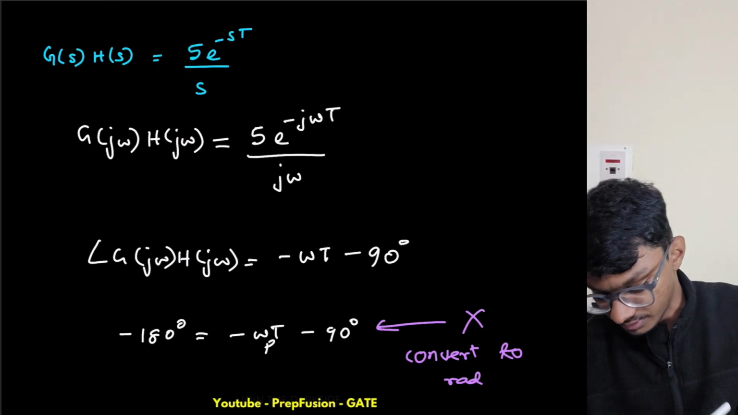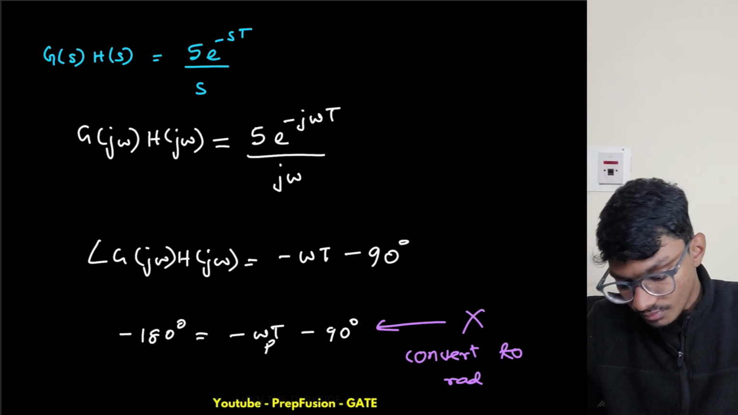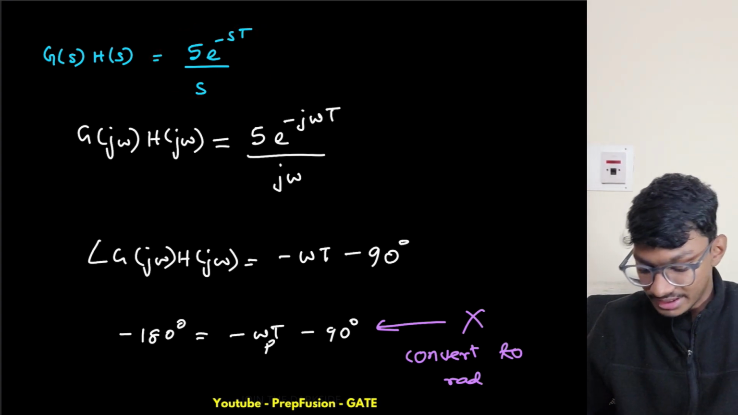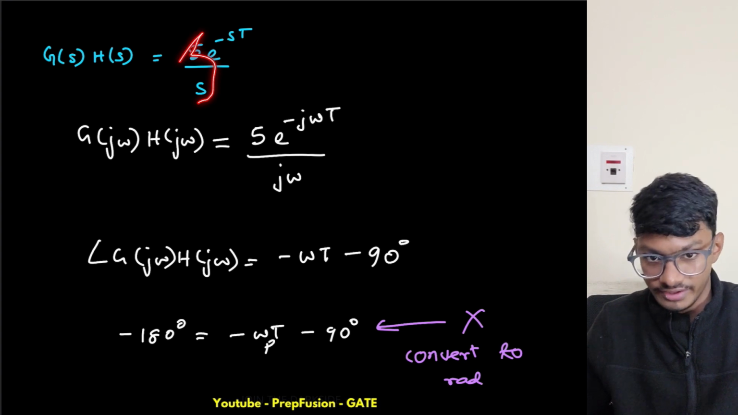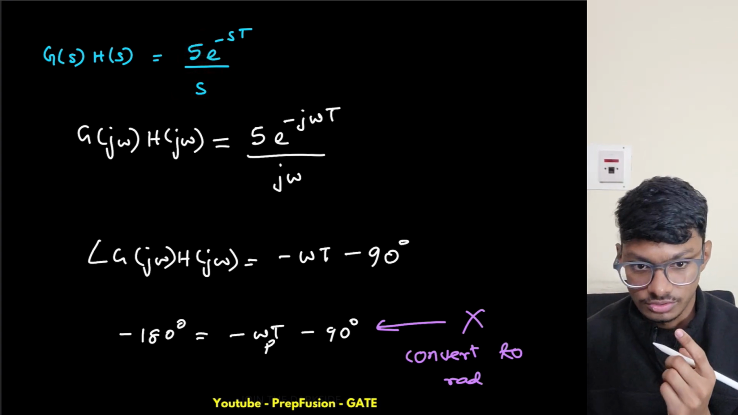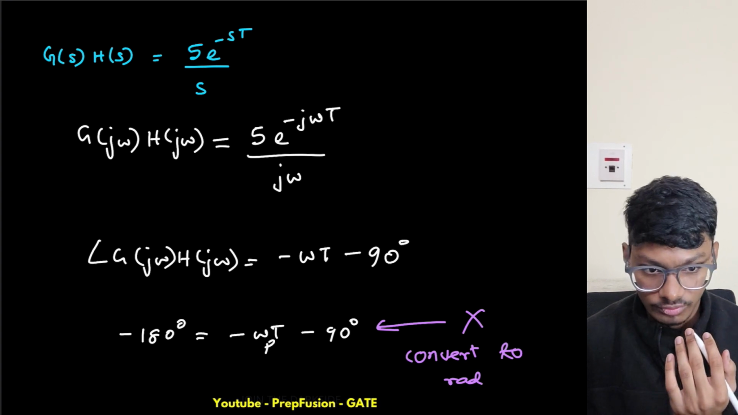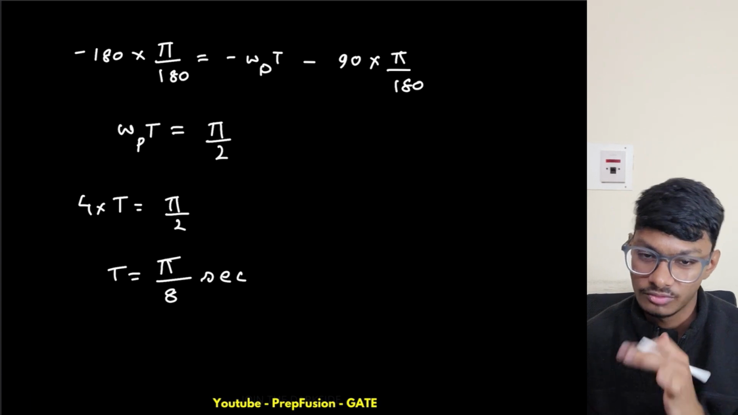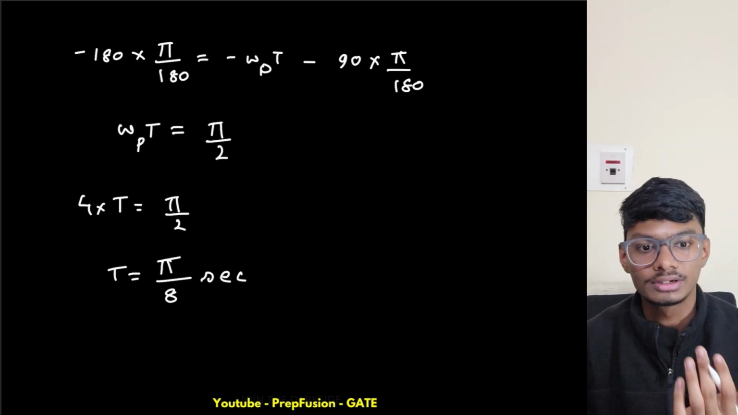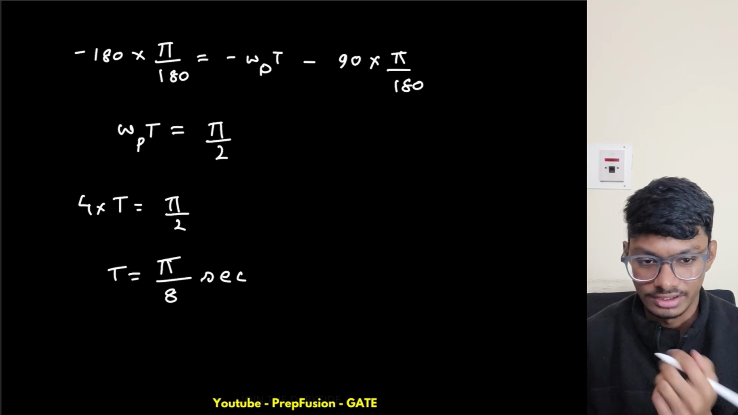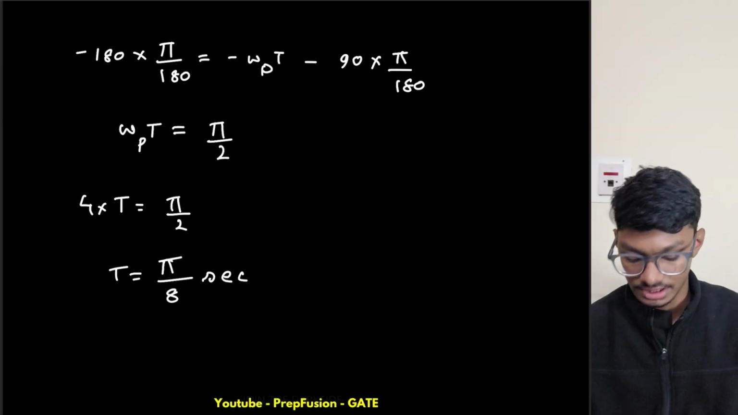So if you have 5 over s, and if you have 5 over s times e raised to minus st, but the problem here is that this is not a stable system. We can't comment on this because we have a pole at s equals to 0, so it will be difficult, right? So I will take one example, and you also take one example where it is a stable system. Basically you take something like 1 by s into s plus 1 into s plus 2, whatever you want to take. So yeah, let's take an example.